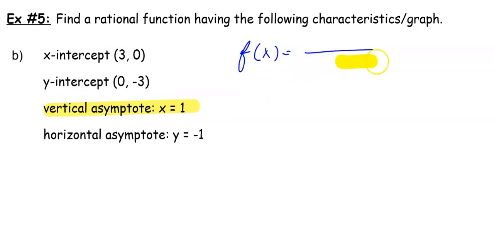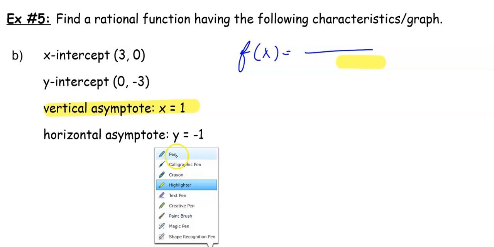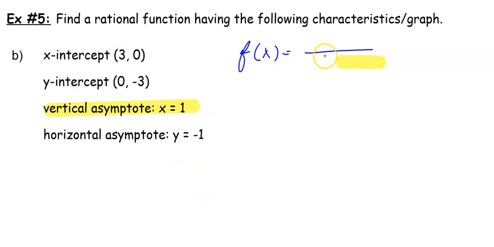Vertical asymptotes come from the denominator. So we know that when x is 1, the denominator is 0. So what would the denominator be to make this x equals 1? Well, that's going to be x minus 1, because 1 minus 1 is 0.